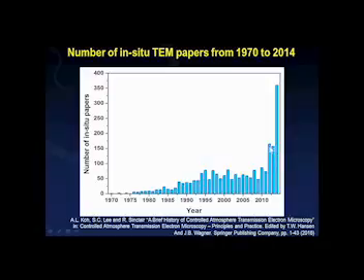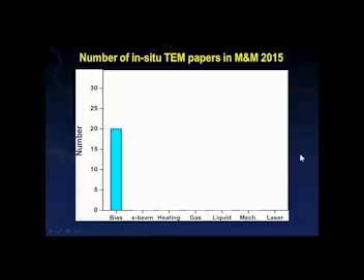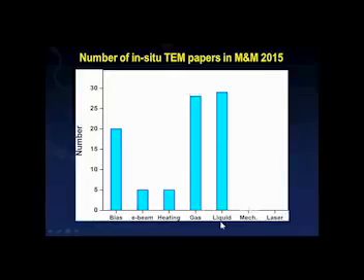So you can see that the year 2013 had about the same number of publications as 2012, but again, one sees this leapfrog in the number of publications for the year 2014. And until November of 2015, this is where our most recent statistic shows. So if we again look at the breakdown of the number of in-situ TEM papers in 2015 at the M&M meeting by stimulus, you can see that there's basically an equal distribution of the number of gas-related and liquid cell-related in-situ TEM papers.